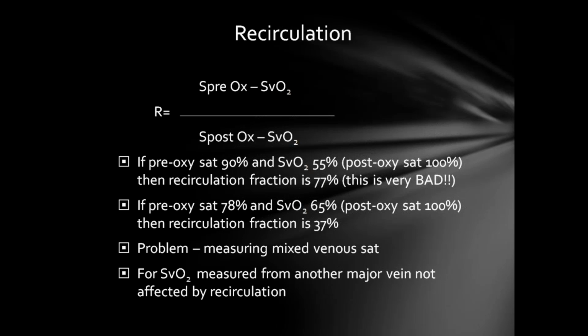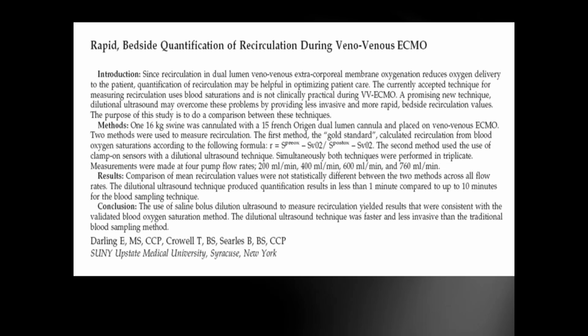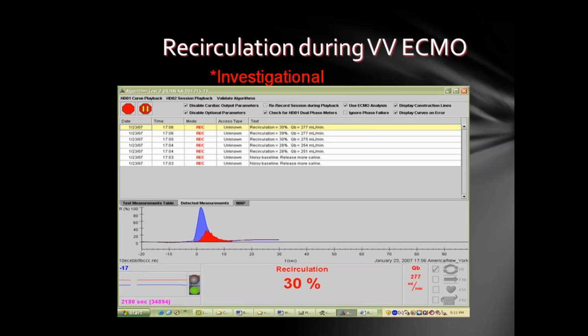The problem is measuring the mixed venous saturation. As I told you, if you are taking from the jugular vein and that is close to your returning cannula, you may not get an accurate venous saturation. So that is going to be a problem. But what we usually do is collect it from the femoral vein. Now, at the bedside, you have to quantify the recirculation during venovenous ECMO, but that is still not available by the saline dilution method or ultrasound method. But that is not available in India. So you can have online monitoring of the recirculation.